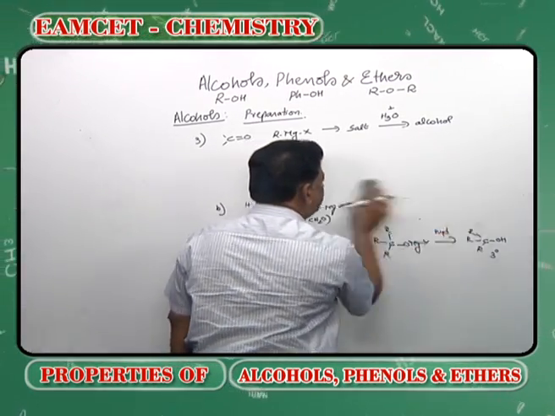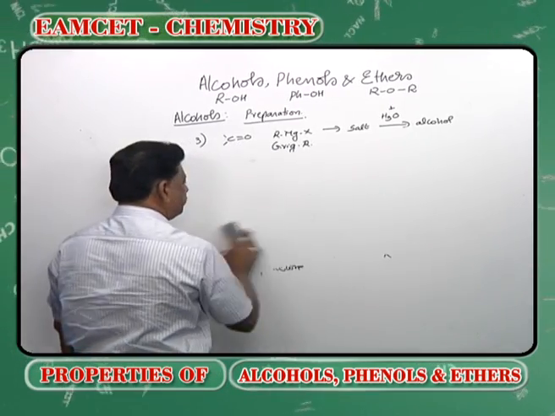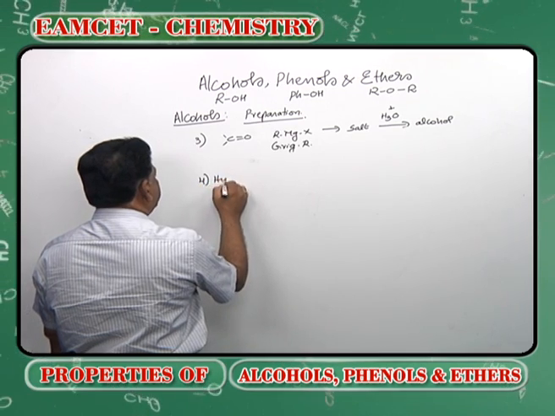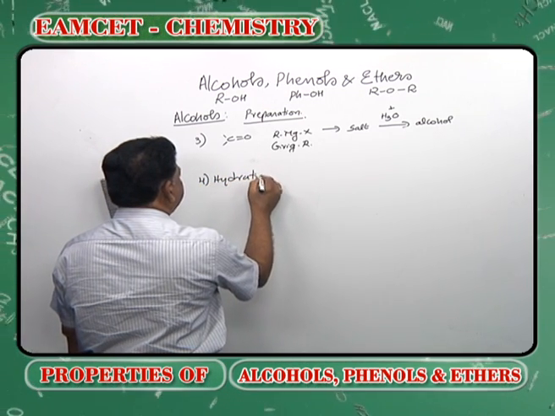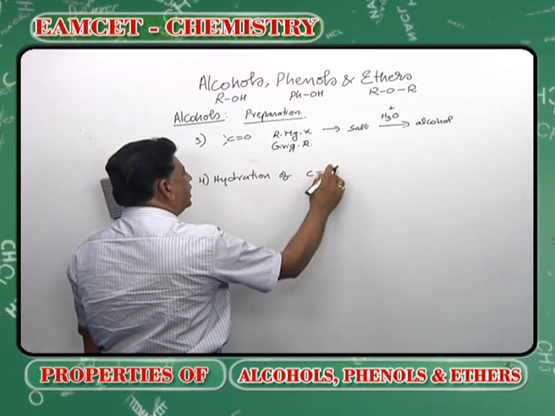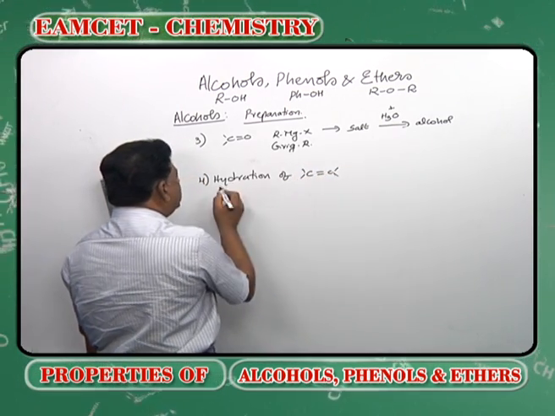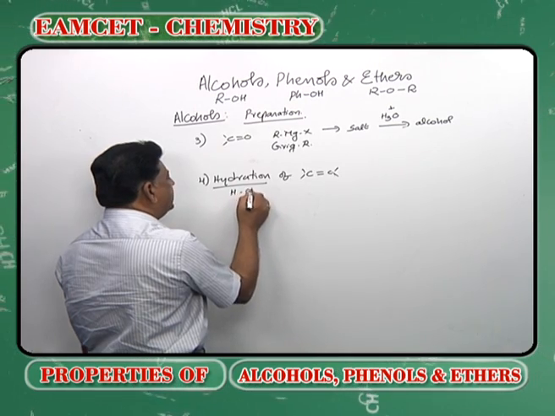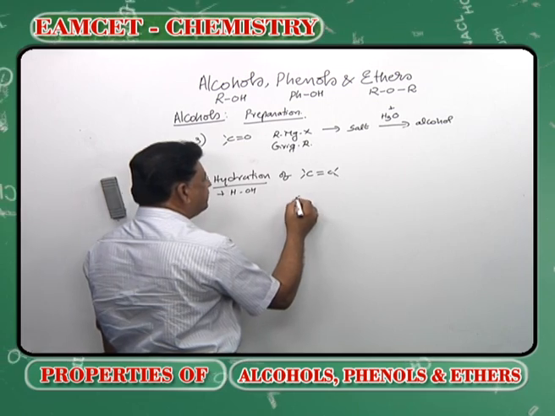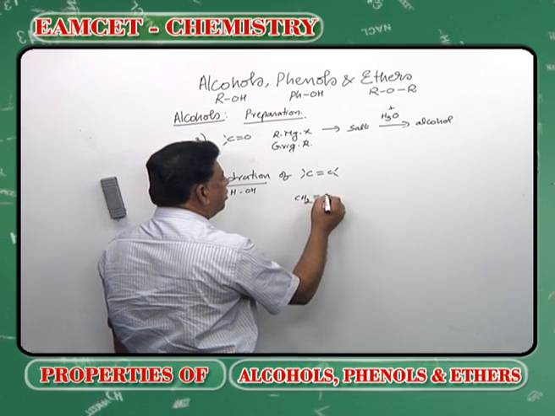Now, in the fourth method, hydration of alkenes. This is also a simple method. Alkenes means double bonded compounds. If you add water, HOH addition is known as hydration. So, the alkenes, however, you cannot simply add water.